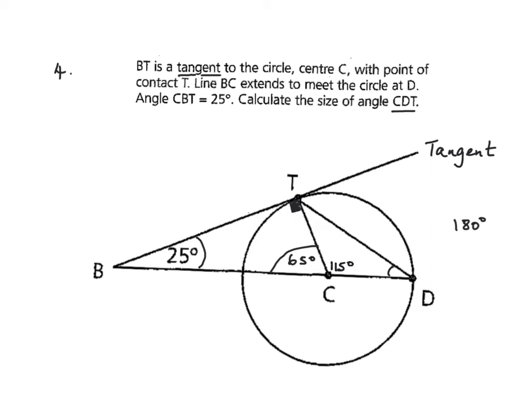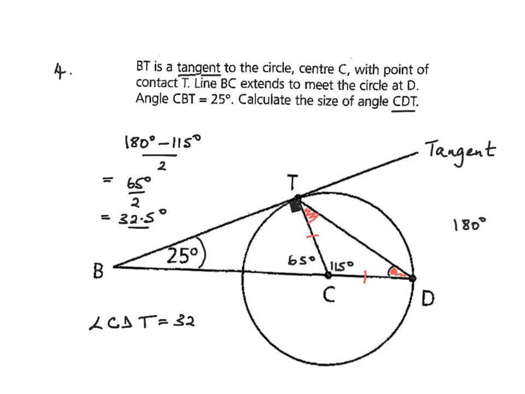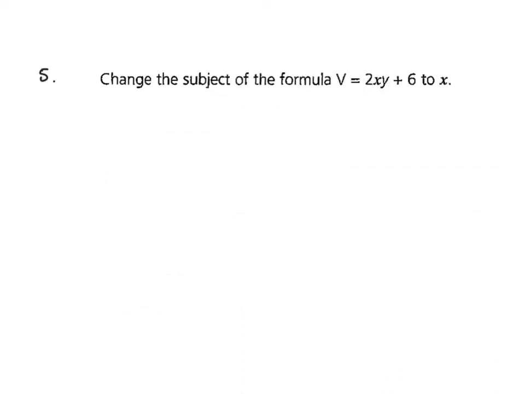Now the next thing, we're almost there. What we have to do next is to realise that this triangle CTD is an isosceles triangle. It has two equal sides, so it must have two equal angles. These two angles here are the same. And how do I find those angles? Well, 180 degrees, take away 115 degrees, divided by 2. So that's 65 degrees over 2. That's 32.5 degrees. So angle CDT equals 32.5 degrees.